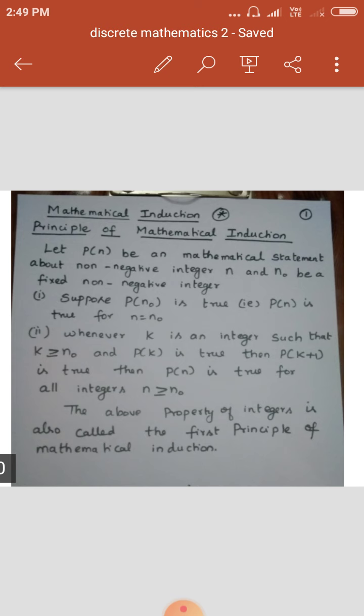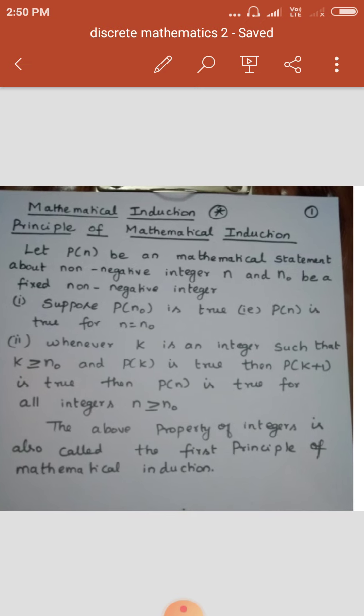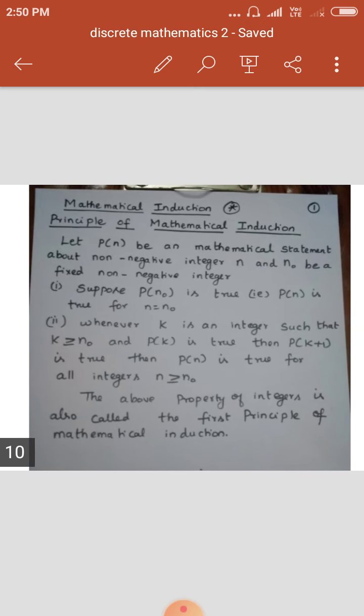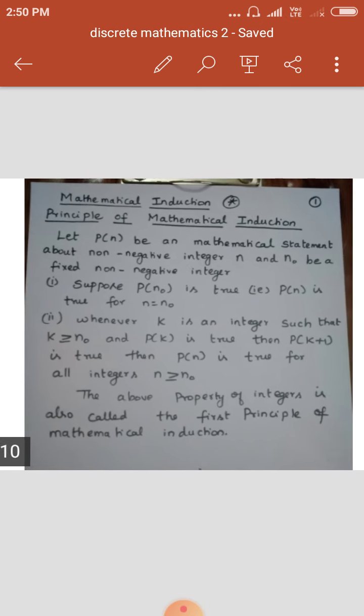First one, suppose P of n naught is true. P of n is true for n is equal to n naught. Whenever k is an integer such that k is greater than or equal to n naught and P of k is true, then P of k plus 1 is true. Then P of n is true for all integers n greater than or equal to n naught. For these two properties, the above property of integers is called the first principle of mathematical induction.